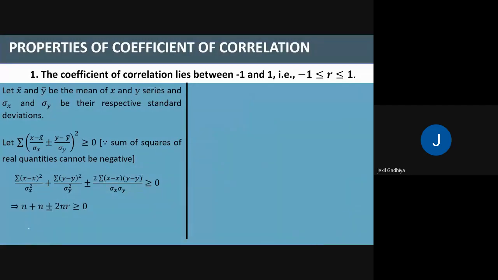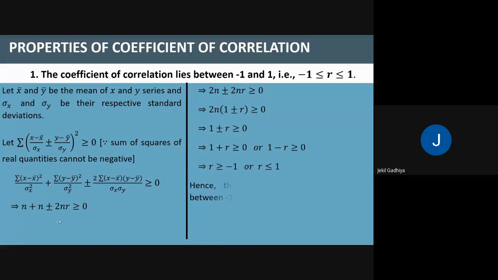Now n plus n plus or minus 2nr. So it will be 2n plus or minus 2nr greater than or equal to 0. Take 2n common. So 2n(1 plus or minus r) greater than or equal to 0. That means 1 plus or minus r greater than or equal to 0. And if you open this inequality, so 1 plus r greater than or equal to 0, and because of plus or minus, 1 minus r greater than or equal to 0. That means r greater than or equal to minus 1 and r less than or equal to 1. That means the coefficient of correlation lies between minus 1 and 1.